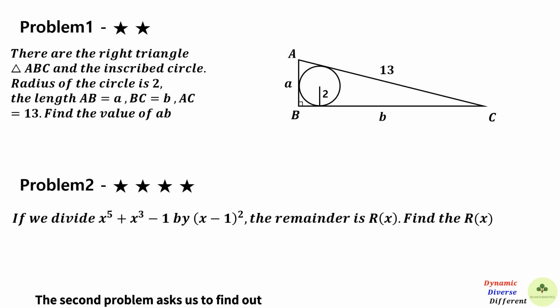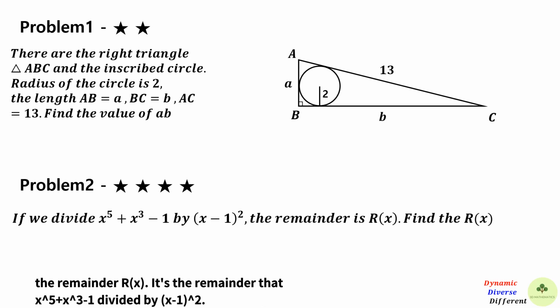The second problem asks us to find out the remainder R of x. It's the remainder that x to the 5 plus x to the 3 minus 1 divided by x minus 1 square.